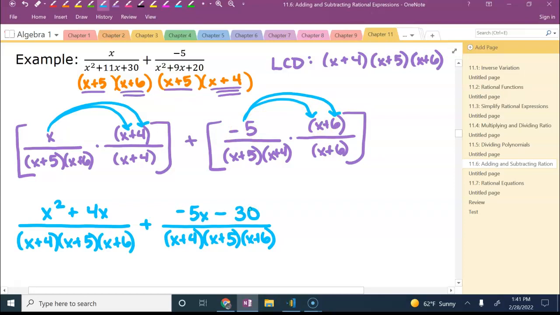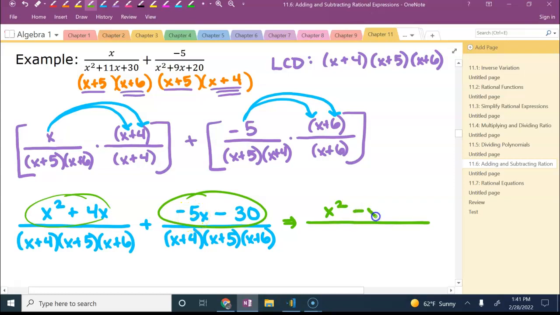So now my denominators match. Let's work with our numerators and try to combine some like terms here. So on the top, we have an x squared, because there's no other x squareds over here for us to combine that with. We have 4x plus negative 5x. That would leave you with a negative 1x, or just negative x. And we don't have any numbers from the first fraction, so we just have this plus negative 30, so minus 30 here, and then still over that common denominator.